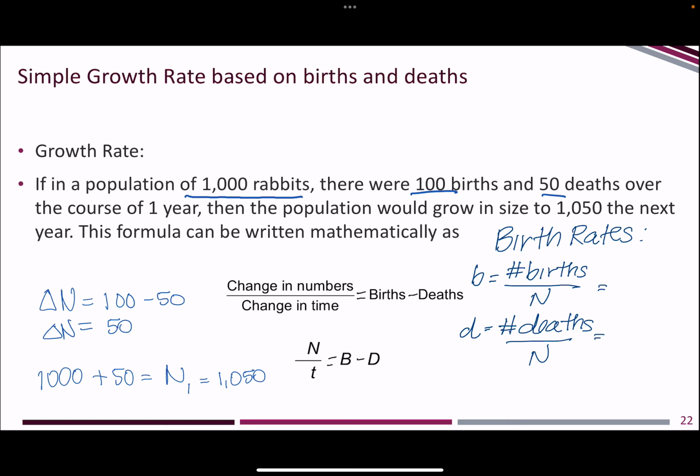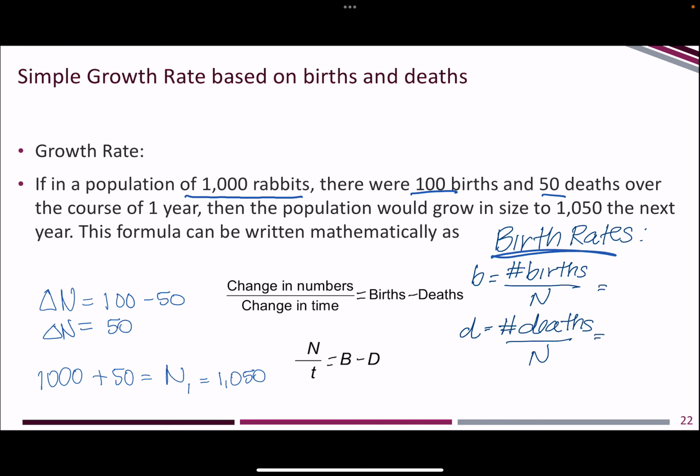But we can also use this information to give us the per capita growth rate. So per each individual, how many births and how many deaths. And remember, anytime we're calculating a rate, this is going to be something divided by something else. So if we're looking for a birth rate, it's going to be number of births divided by total population. Death rate's going to be the same thing, number of deaths divided by total population.